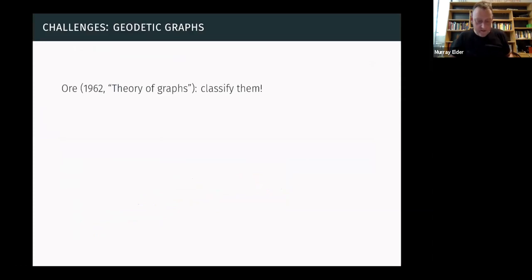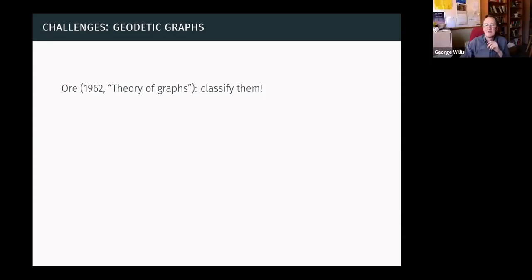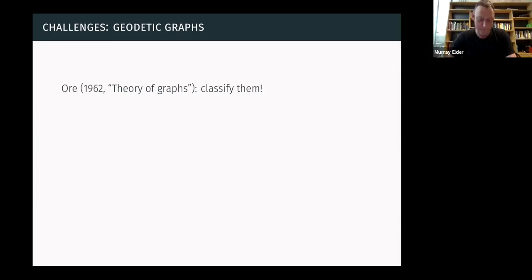So geodetic graphs go back a long way. So Orr has a textbook, Theory of Graphs from 1962. George, do you have a copy of this? Michael? No, I don't. Ah, okay.